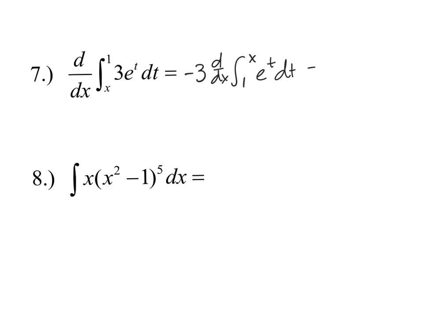So now all we need to do is replace, it's called the dummy variable, replace this t with x. So our final answer will be negative 3 times e to the x. So we'll write it like this, negative 3 e to the x. And that's our final answer.